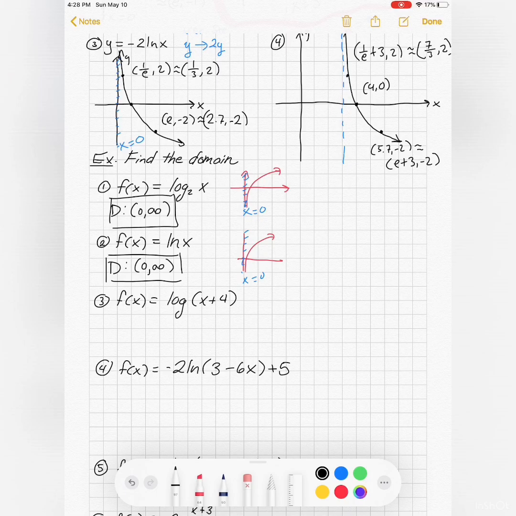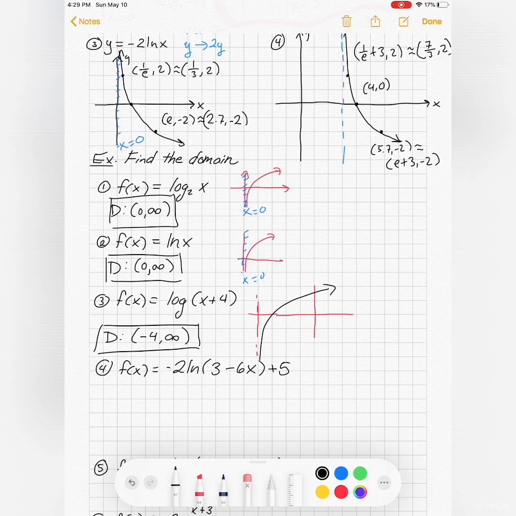Even something like number 3, you can tell what that one looks like really easily too. It looks like a log but shifted left 4, right? Look like that. What about something like number 4? Now, I don't really want to graph that. I mean, I could, but I have a whole series of transformations that I'd have to go through there.